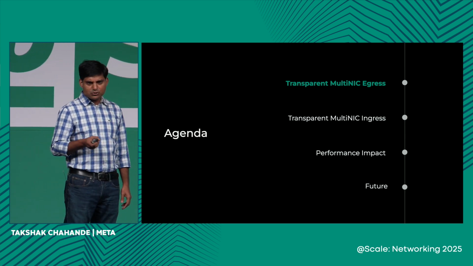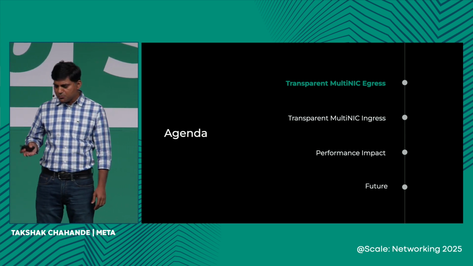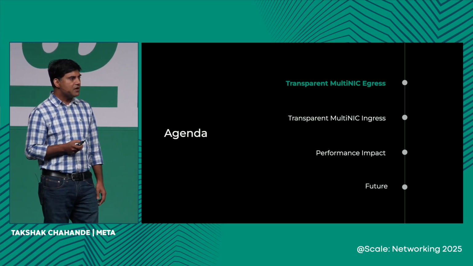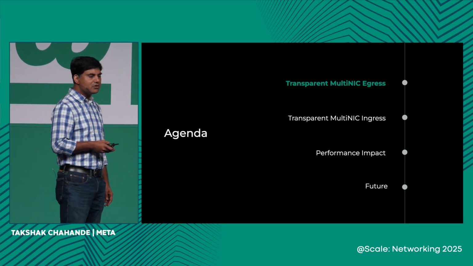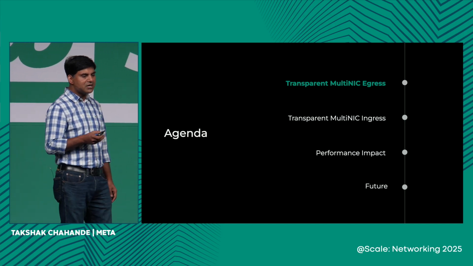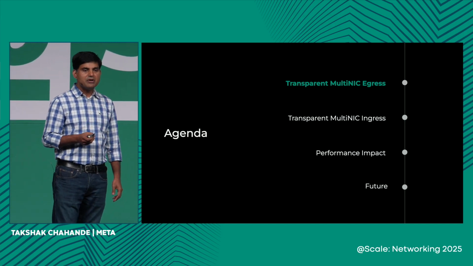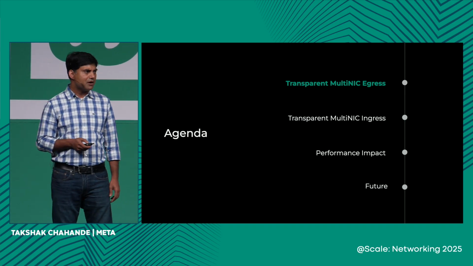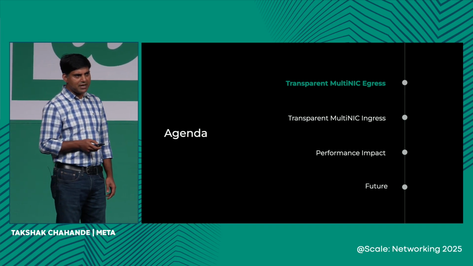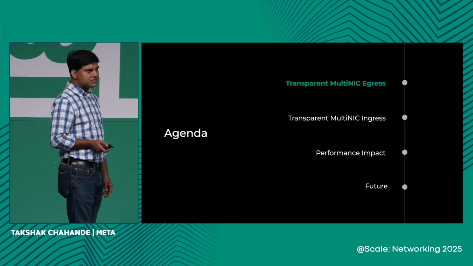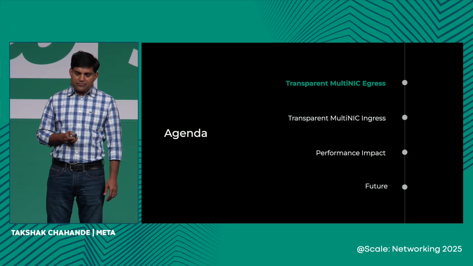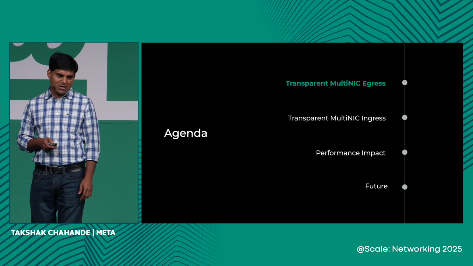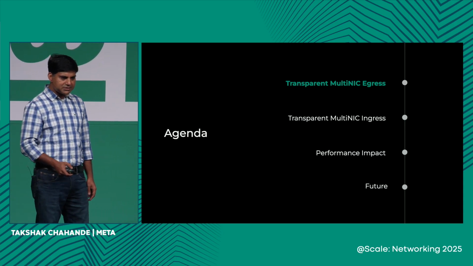As I said, those 4 points have been divided into 2 parts. One is, of course, the outbound traffic, which is the multi-NIC egress, and then the inbound traffic, which is the ingress part of this agenda. We will also look at the performance impact. We have a lot of wins by implementing these solutions at Meta. So we will talk about the performance impact, as well as future advancements we can make to build the solution much smarter. So we will go one by one on this.